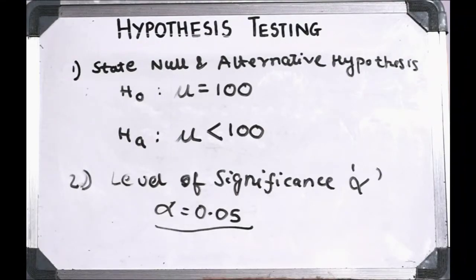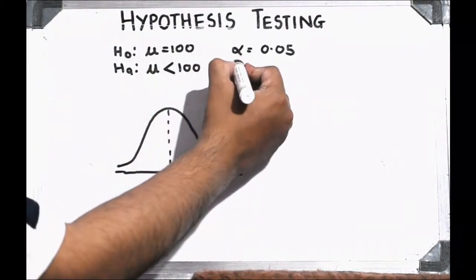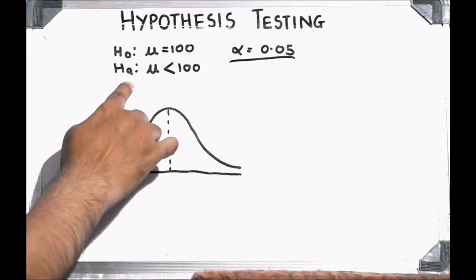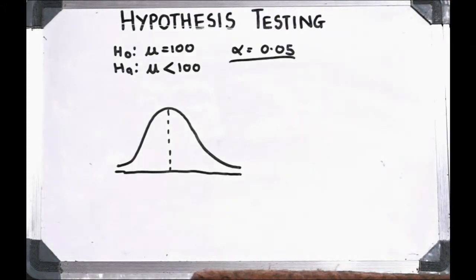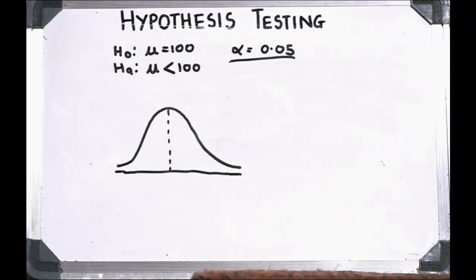The third step is to find the critical values. The critical value separates the rejection region from the acceptance region. So let us first draw a normal curve to help you understand the problem, and then we will find the critical values. So friend, this is the normal curve. The level of significance is 0.05 and the alternative hypothesis states that the average price is less than 100. This is what the researcher is claiming.